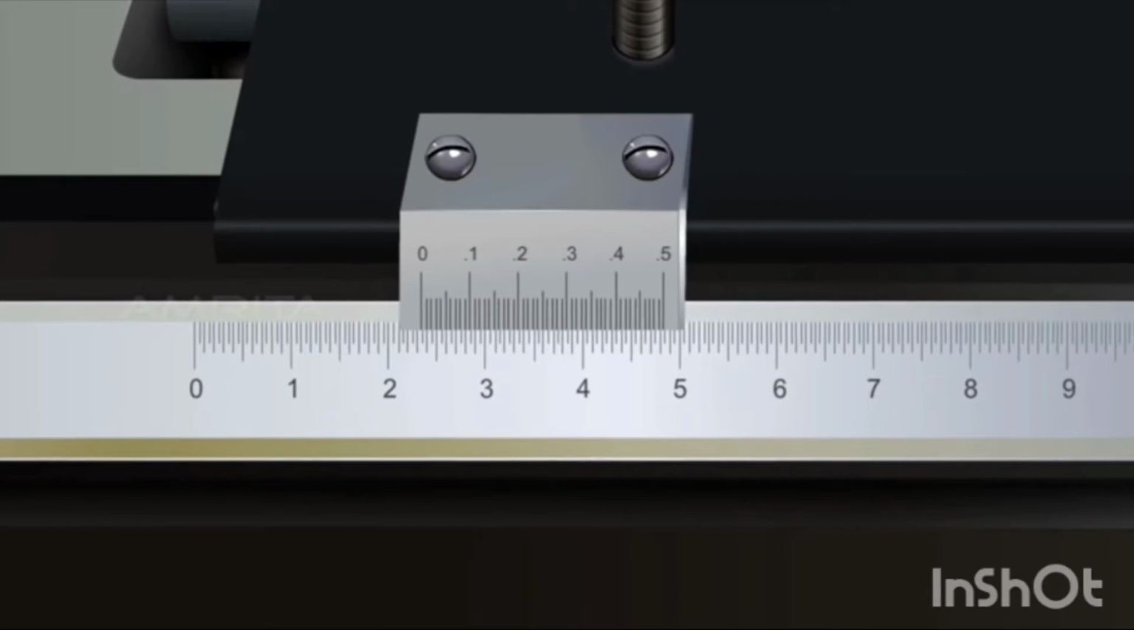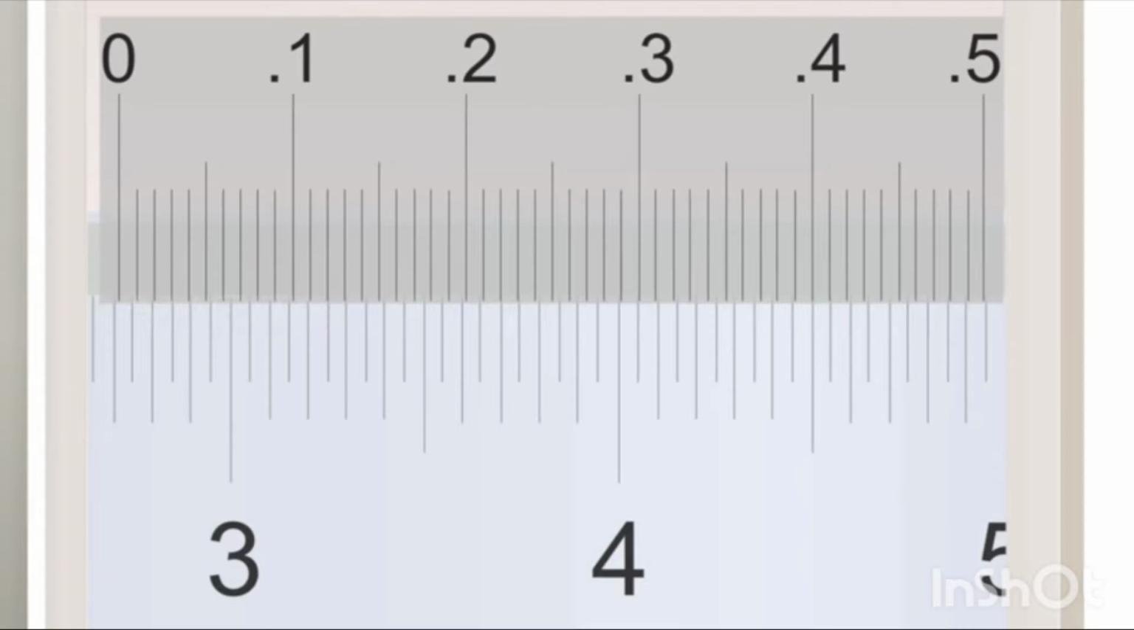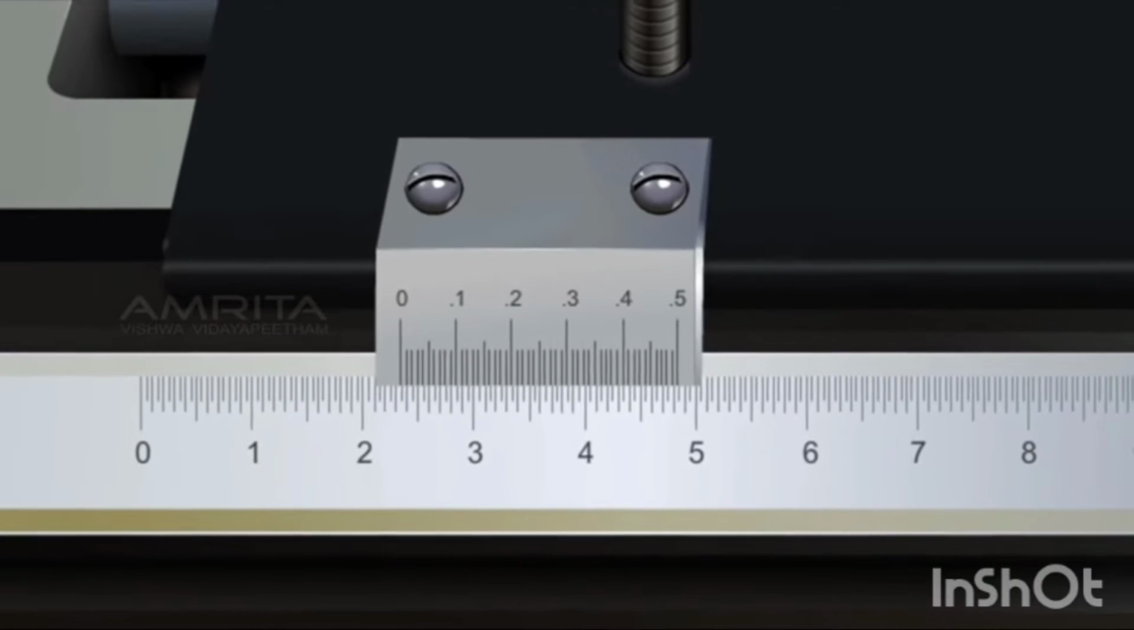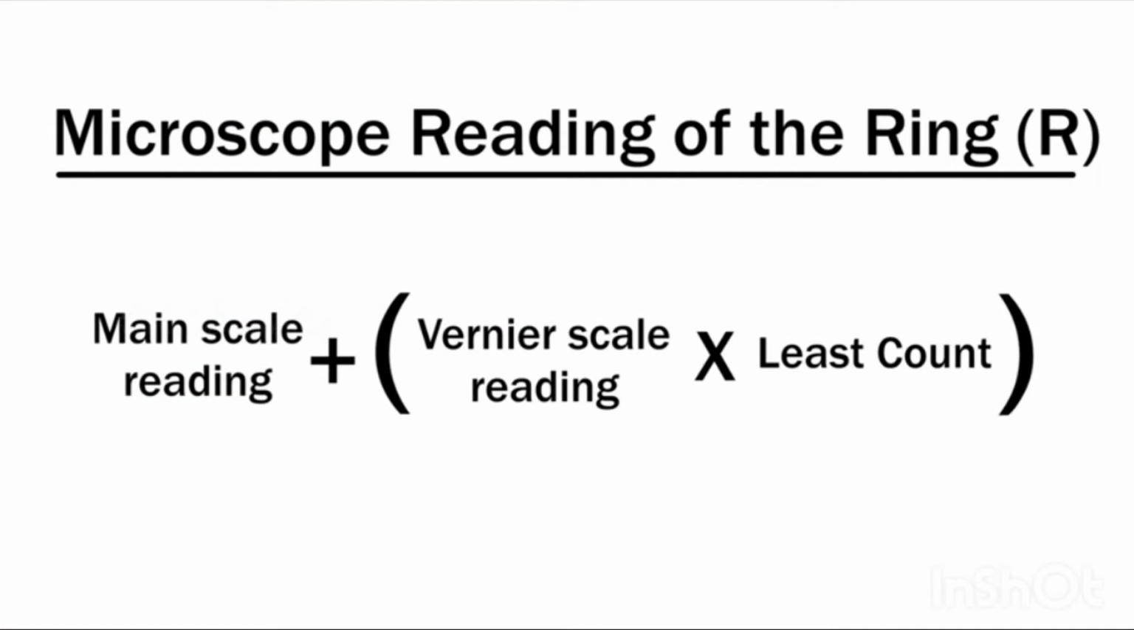Take the reading of the main scale just before the 0th position of the vernier scale. Only one line of the vernier scale will coincide with the main scale. Take the reading of that point from the vernier scale. So the reading can be calculated as main scale reading plus the product of vernier scale reading and least count.